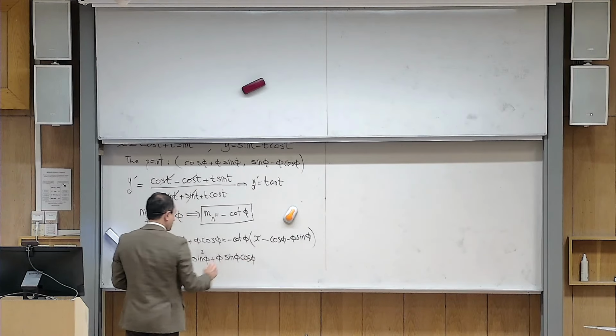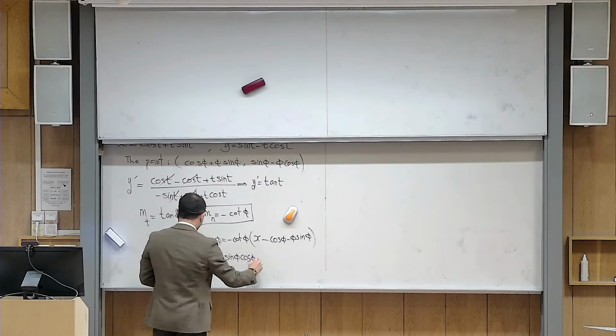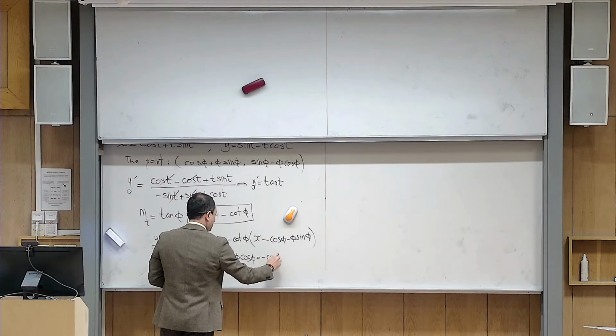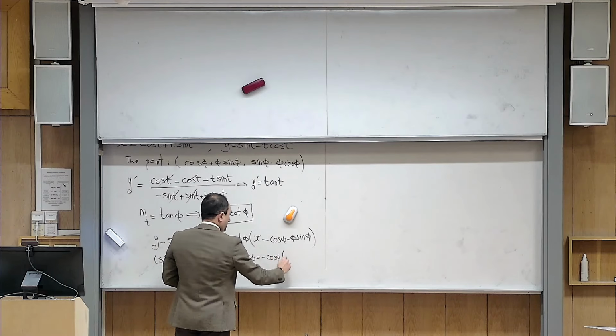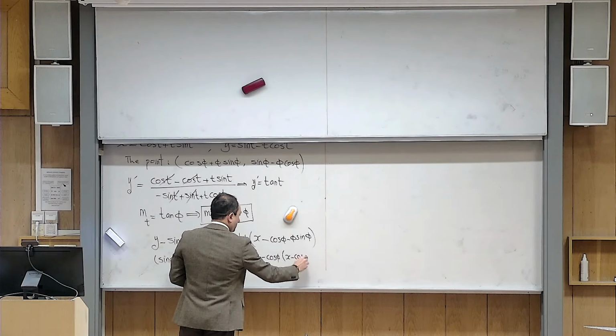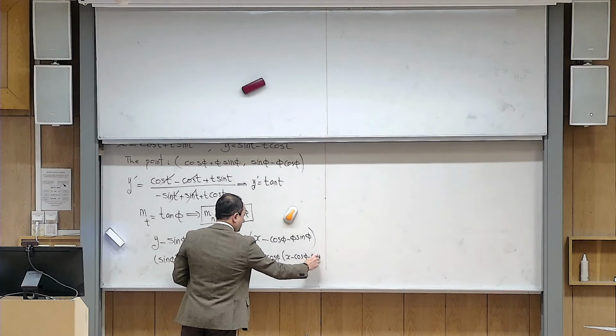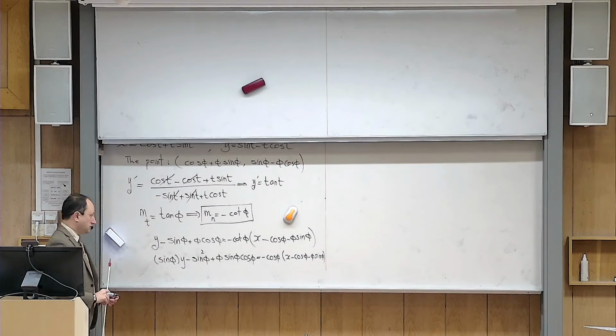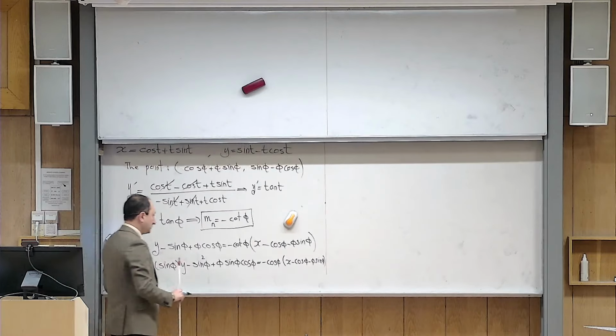Yes. And then here this becomes simply minus cosine phi. And then this becomes x minus cosine phi minus phi sine phi. The rest of it is just simplification, okay? So let us do some part in our head.